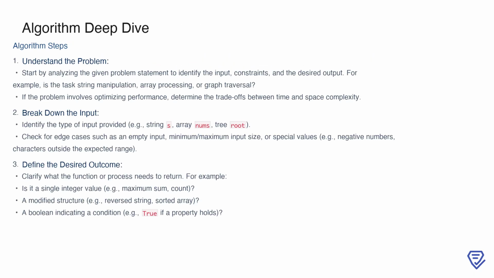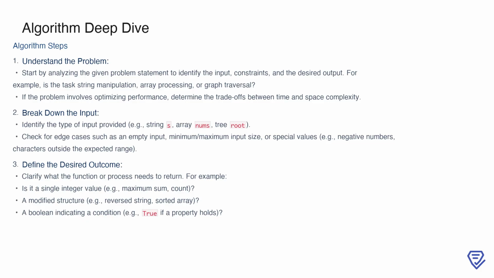elegantly. To begin solving any algorithmic problem, the first step is to thoroughly understand the problem itself. This means analyzing the problem statement to identify the input, constraints, and the desired output. For instance, is the task about manipulating strings, processing arrays, or traversing graphs? If the problem hints at optimizing performance, it's crucial to weigh the trade-offs between time and space complexity upfront.